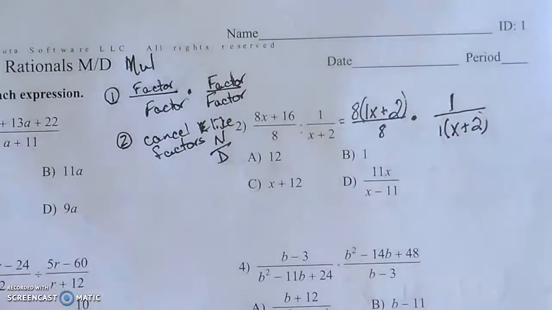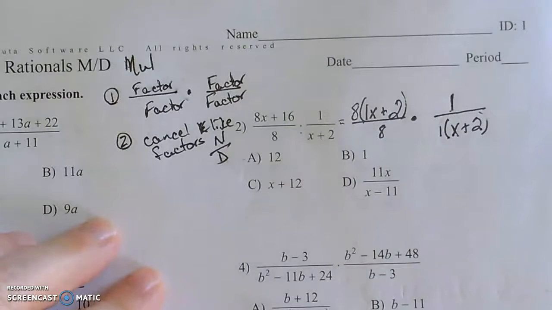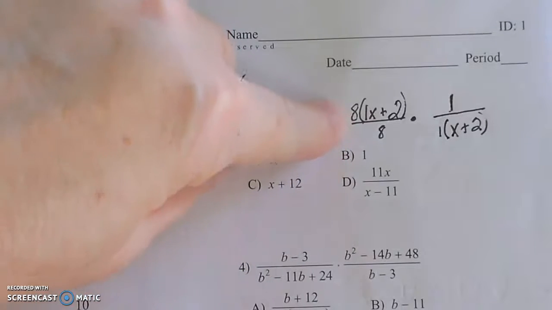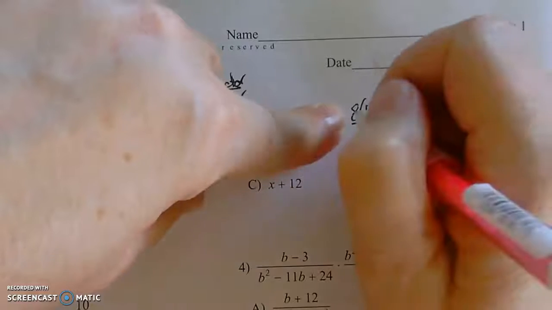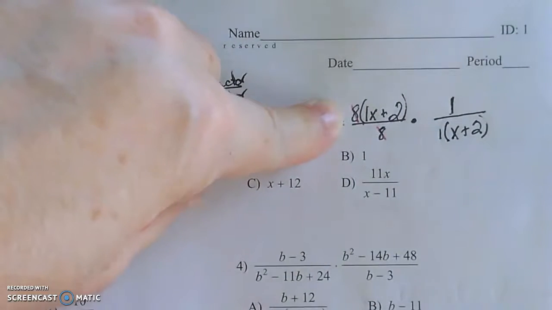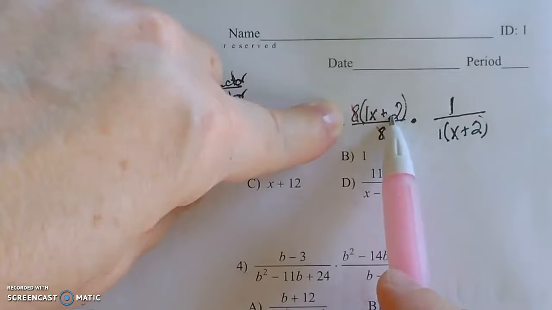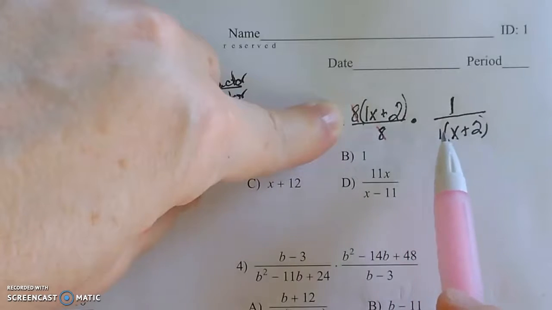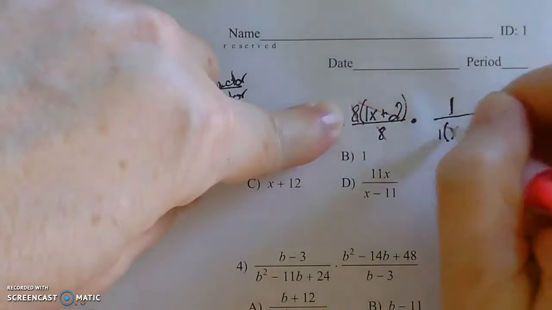All right, now I've factored all four places. I'm ready to see if I can cancel anything. We're going to do I spy. I spy an 8 in the numerator. Is there an 8 anywhere in the denominator? Yes, there is, so these guys are going to cancel out. I spy an x plus 2 in the numerator. Is there an x plus 2 anywhere in the denominator? Yes, there is, so these are going to cancel out.